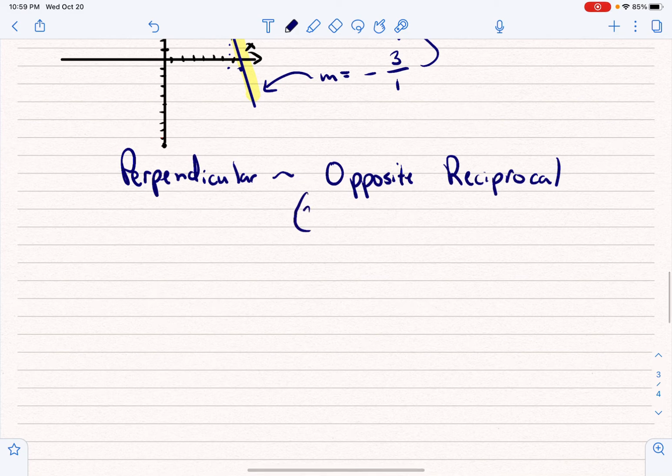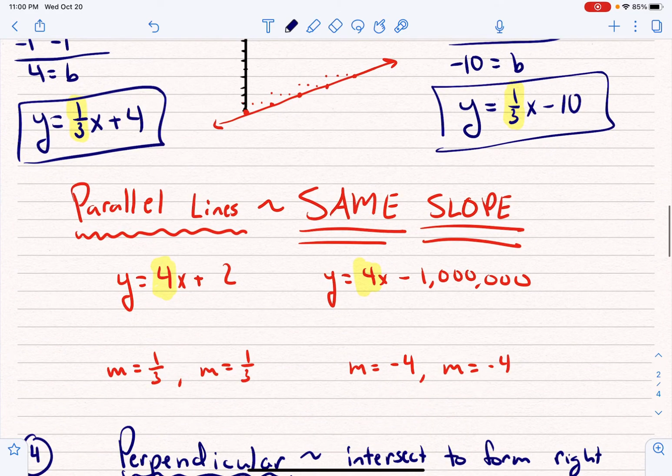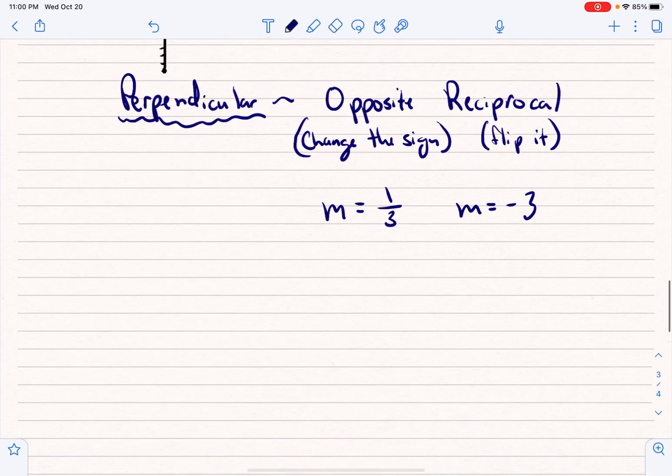Opposite means change the sign. And reciprocal just means flip it. Opposite reciprocal. Look at that case that we had. One slope was 1/3 and the other slope was -3. They are opposites, one positive, one negative, and they are reciprocals. We simply flip it. So when it comes to perpendicular, slopes will always be opposite reciprocals. Now, parallel was easy: same slope. Perpendicular is opposite reciprocals.